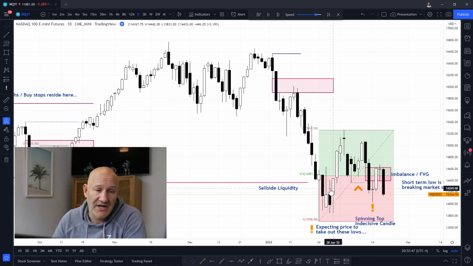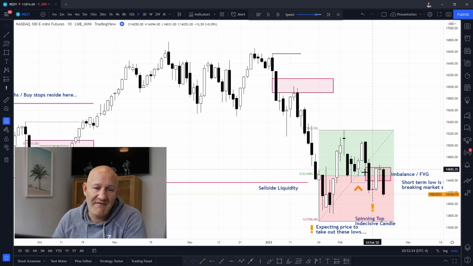And so the market trades from this discount into the premium back towards equilibrium. You can see it makes a short-term low here before trading back into a premium market again. And then as it trades back into a discount, it creates this fair value gap here. Now that fair value gap and this 3 candle formation, so 1, 2, 3, we can see that it takes out this short-term low and breaks market structure. This candle here is also a spinning top, so that's like an indecisive candle where the market is trying to decide whether it should trade higher or lower.